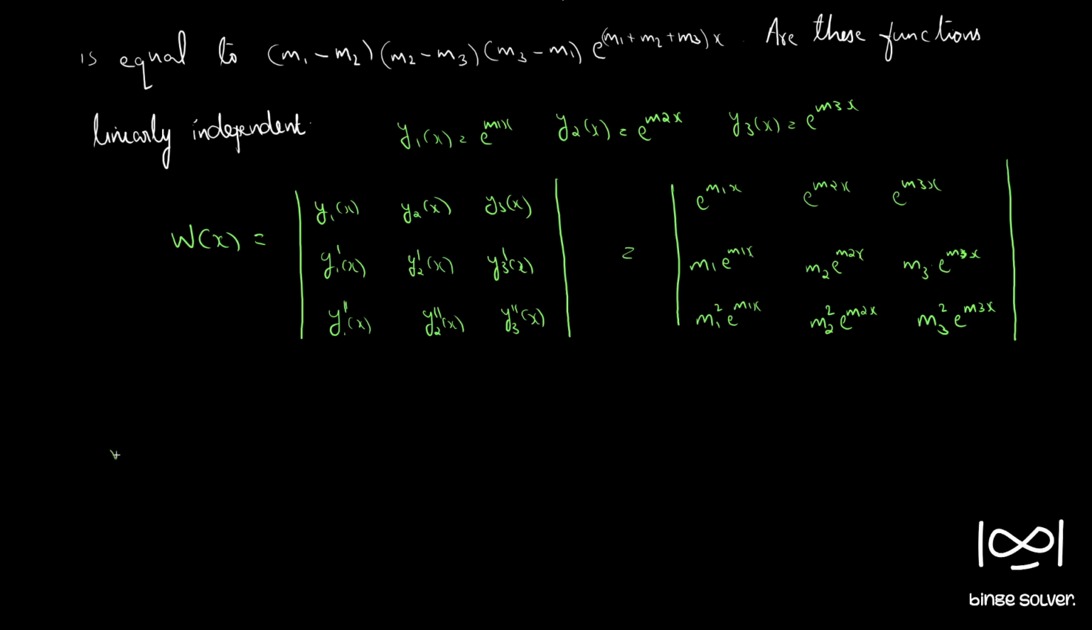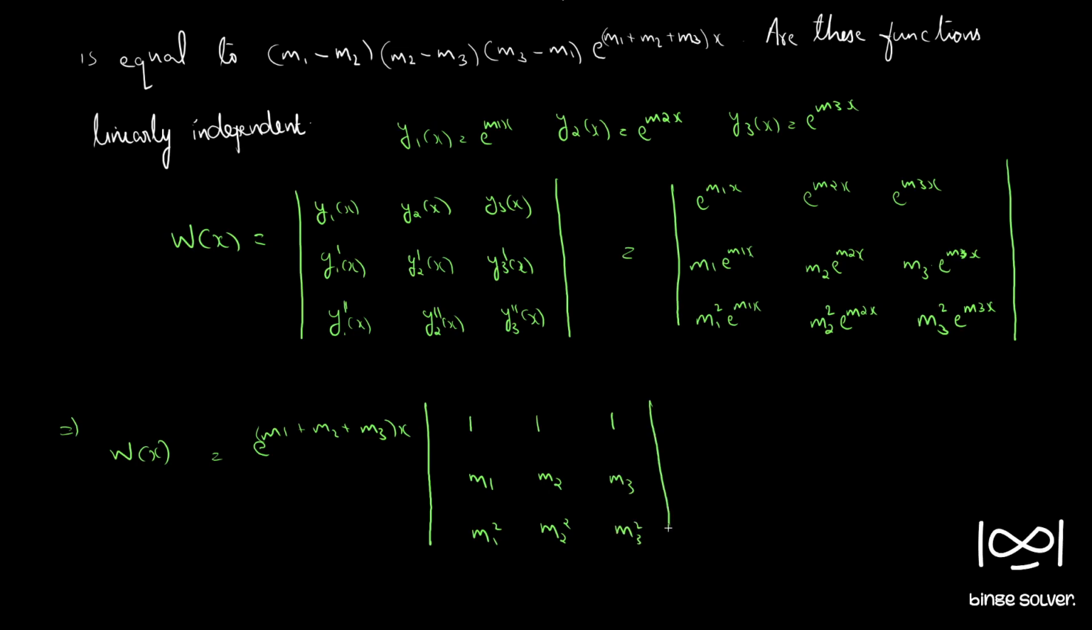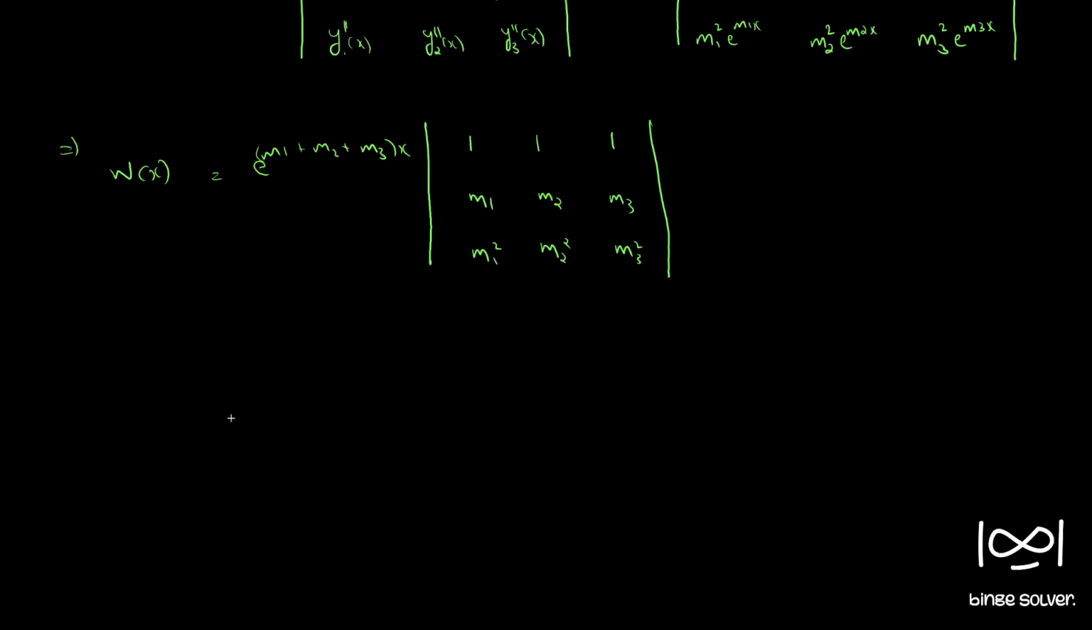Therefore W of x is e raised to (m1 plus m2 plus m3)x, taking that common out. That gives the determinant with rows 1, m1, m1 square; 1, m2, m2 square; 1, m3, m3 square. So we got our determinant.